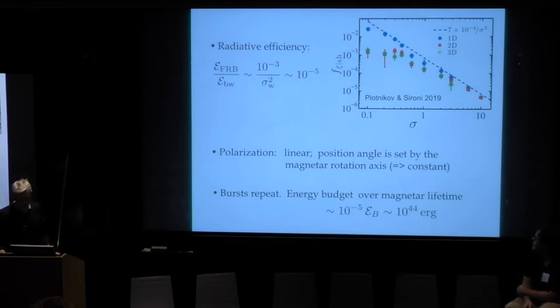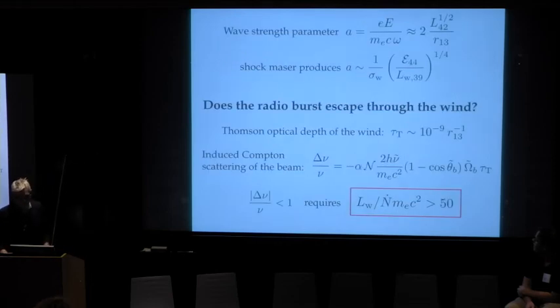And polarization is linear. The direction of polarization is set by the magnetic field in the toroidal wind. So the direction of polarization is basically set by the rotation axis of the magnetar. Okay. Now, two more points.